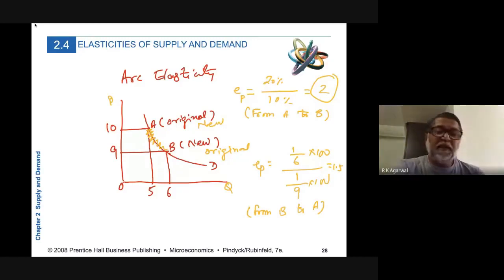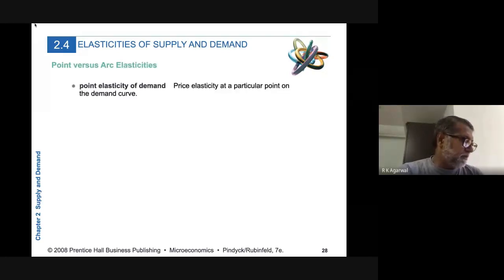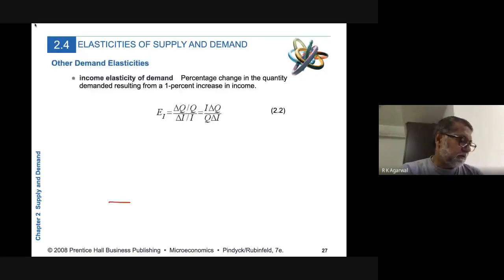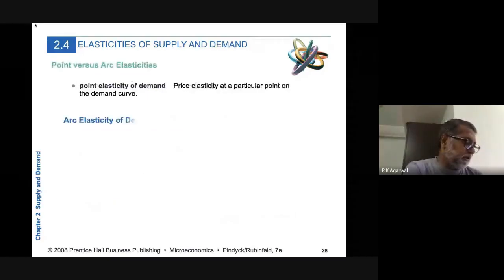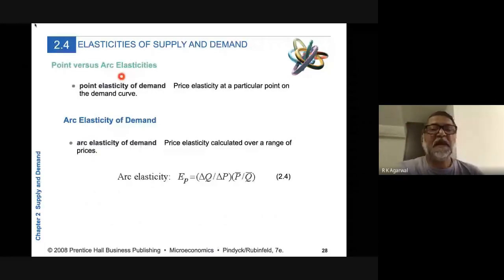So let's go back to the original slide and see what we are doing. Okay, so there it is. I think this was the earlier one. Cross. This is elasticity of supply. This is point elasticity. You don't think about it as of now. I'll explain it to you in the next class with an example.